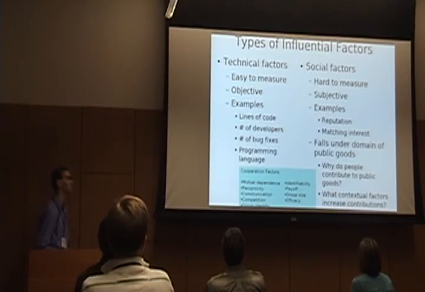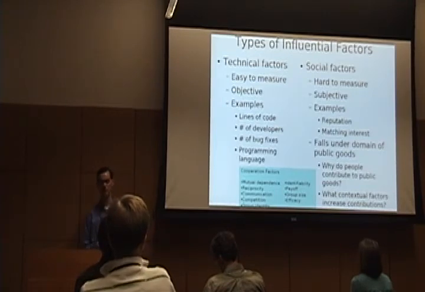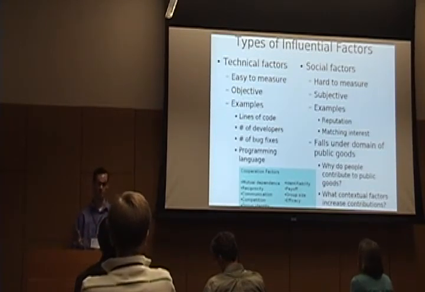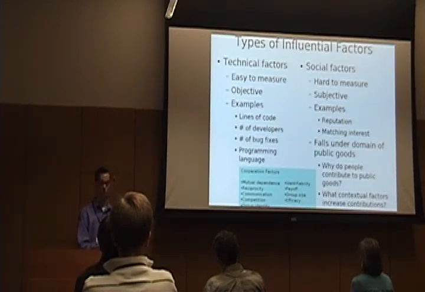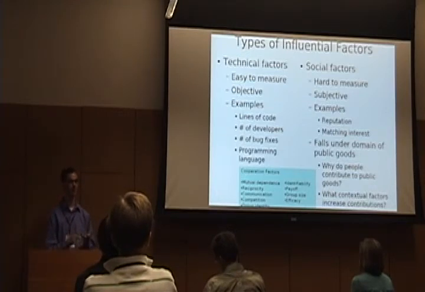So I can split factors into two different kinds of categories: technical factors and social factors. Technical factors are very easy to measure and they're objective. They're the kinds of things that we can get from the repositories. The things like how many lines of code, what's the programming language, do any of those sorts of things affect the project itself, how many developers are working on it.